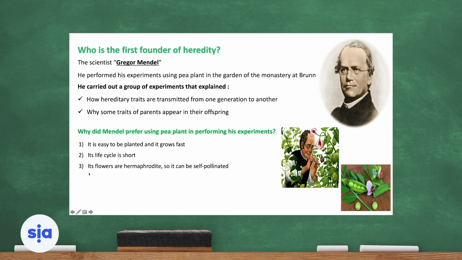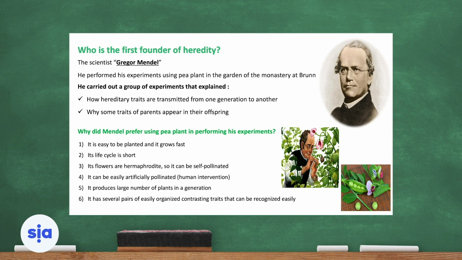The flowers are hermaphrodite means they carry the male and the female parts in the same flower, so they can be self-pollinated. Number 4, it can be easily artificially pollinated by humans. And it produces large number of plants in a generation. It also has several pairs of easily organized contrasting traits. The traits in the pea plants are easy to study.